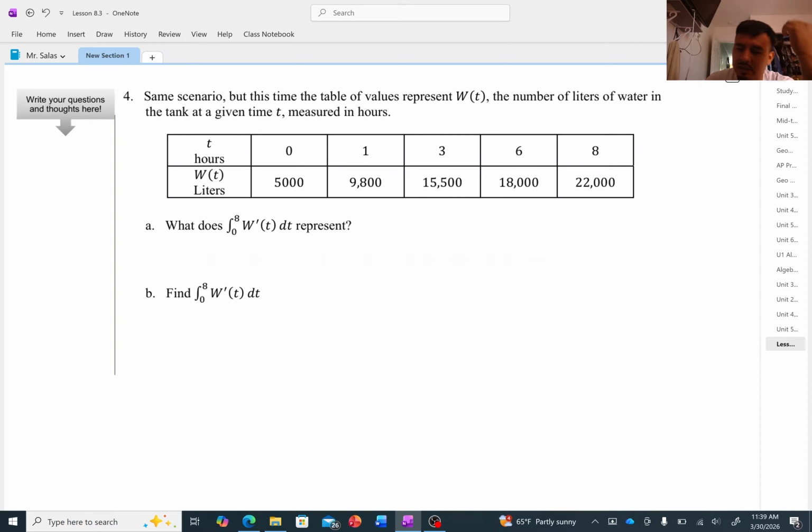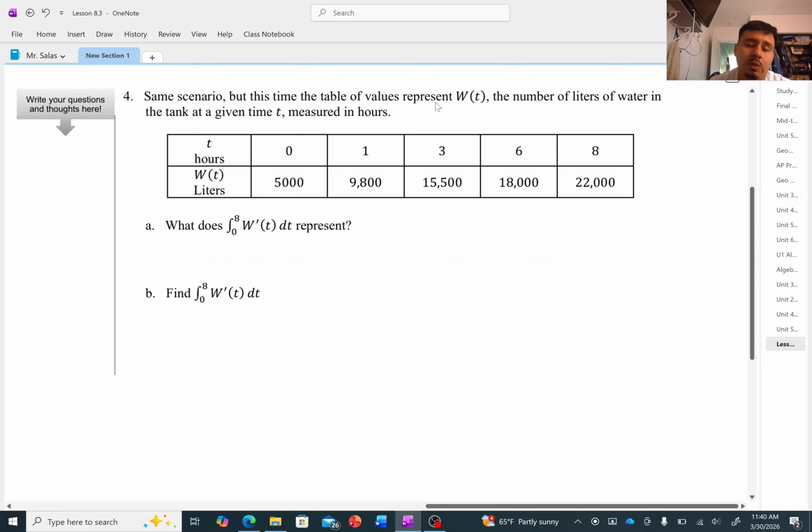So I want you to notice, we were not given W. We were given W prime. W represents the number of liters of water at some given time, but W prime of T represents the rate at which we're getting that. But I want you to notice, we're taking the integral. So if I'm taking the integral, that's the antiderivative. So I'm really asking you, what does W represent in a very complex way?